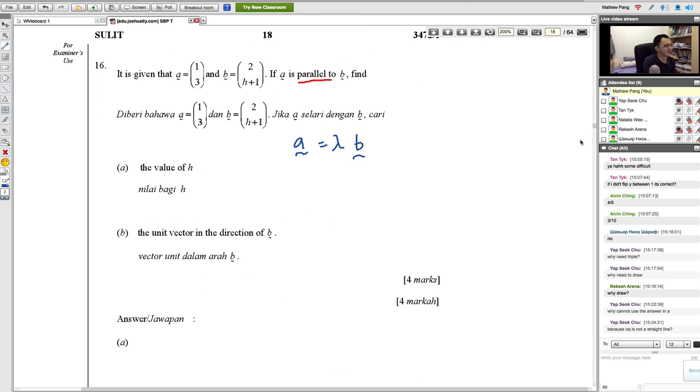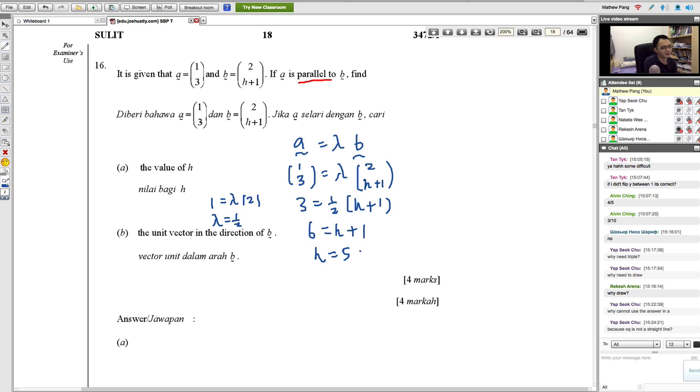Okay, let's come back to question 16. For this one, it's parallel, so I need to substitute in, because I need to find h. So (1, 3) equals lambda times (2, h plus 1). I need to find lambda first, so I compare the top one first. 1 equals lambda multiplied by 2, so lambda equals 1 over 2. Therefore, I can find h by forming the second equation: 3 equals 1 over 2, which is lambda, times h plus 1. So 6 equals h plus 1, h equals 5. This is how we solve this question. And I put the lambda here just because it's parallel.